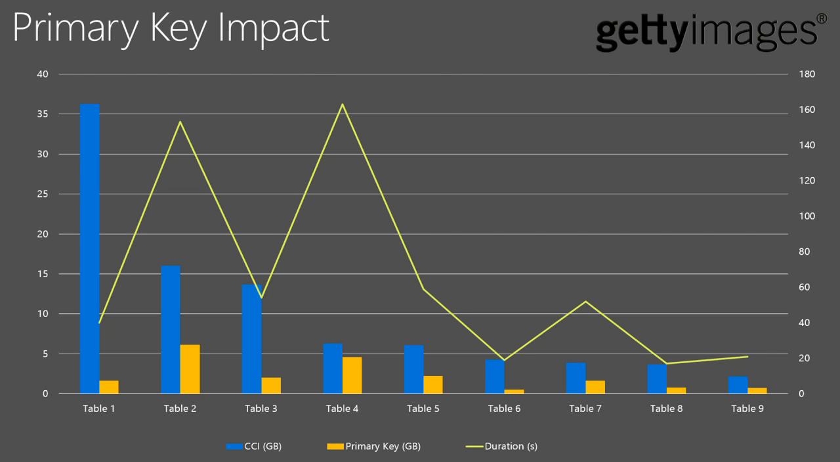Overall, though, we're very happy. This is measured in seconds on the right. You can see that even for the largest tables, the longest duration, we're talking about less than 3 minutes to build an index, with the exception of that one outlier table.